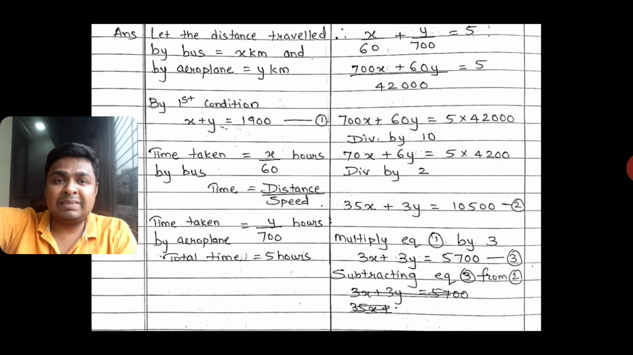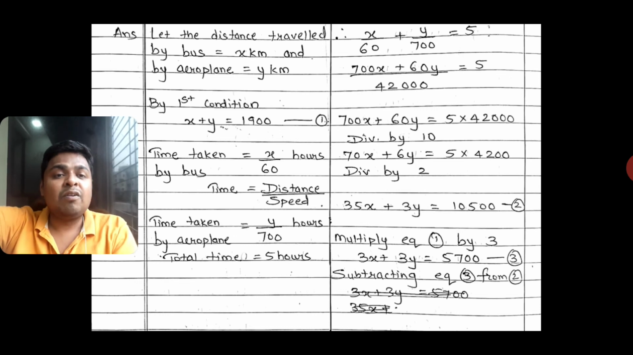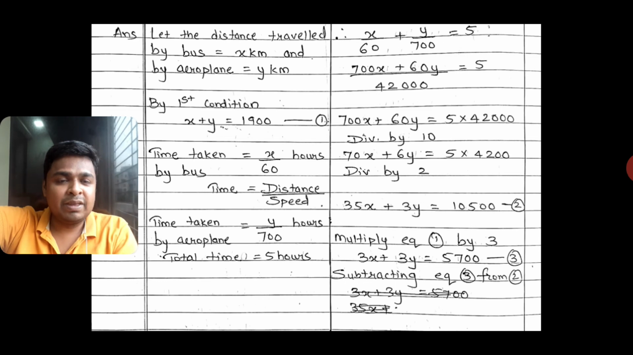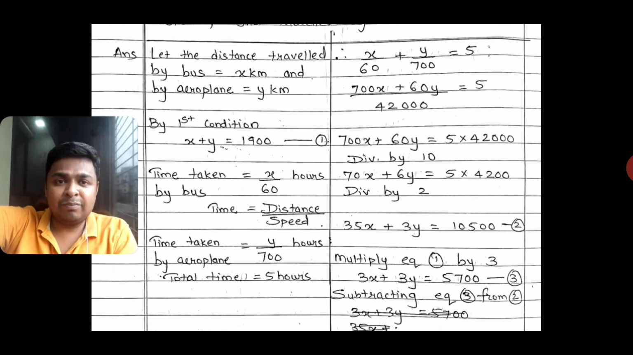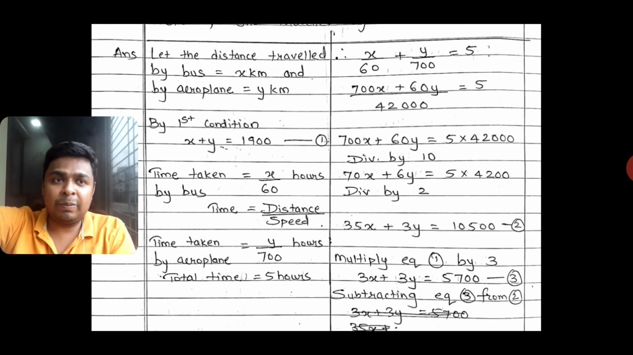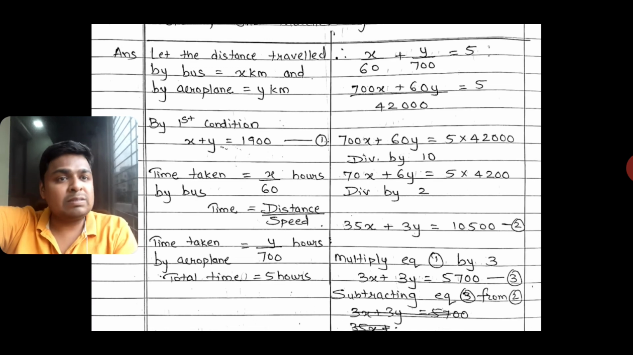By aeroplane similarly, we can write distance is y and the speed is 700. So the time will be y upon 700. Y upon 700 is the time, remember. And the total time for the journey is 5 hours. So the time taken by bus, x upon 60, plus the time taken by aeroplane, y upon 700, is equal to 5. Now cross multiply.